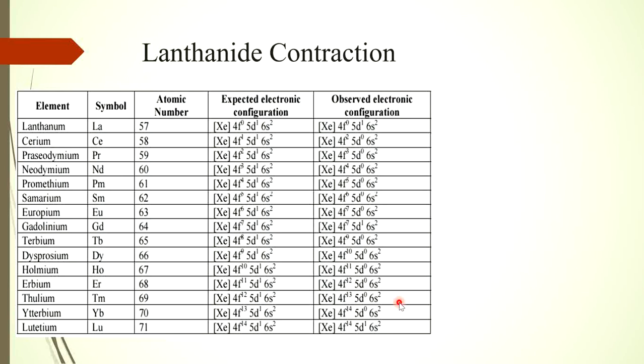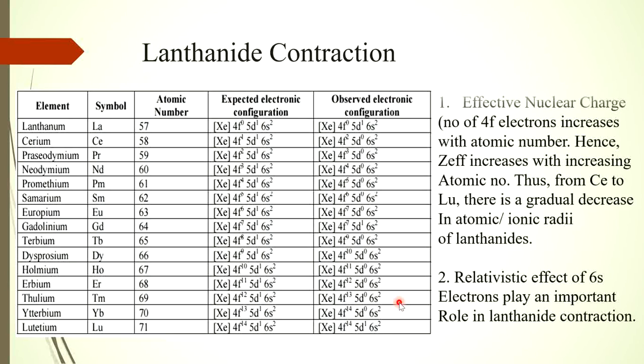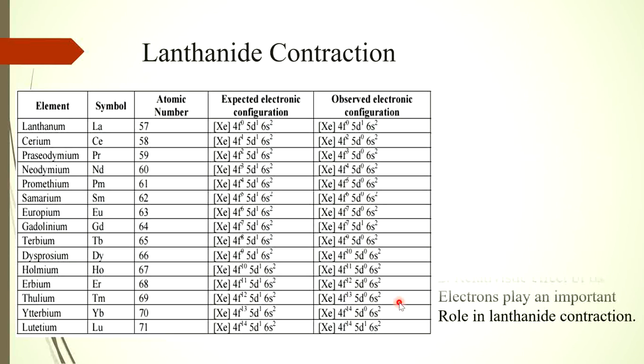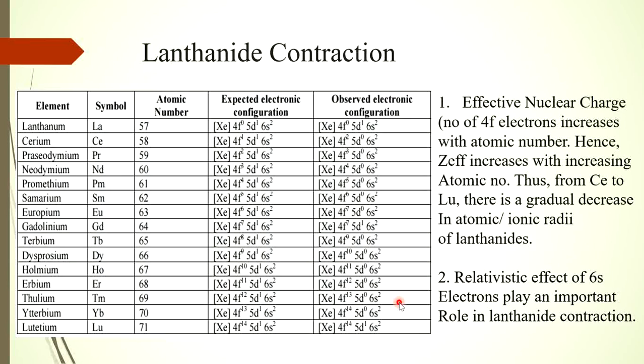So what is basically the reason behind that? There are actually two reasons. First one is the effective nuclear charge and second one is the relativistic effect of 6s electrons. So what is the effective nuclear charge? Effective nuclear charge means the effective attractive interaction between the nucleus and the outermost electrons. Basically, it is the actual nuclear charge minus the shielding effect of all the electrons, or the shielding constant value.